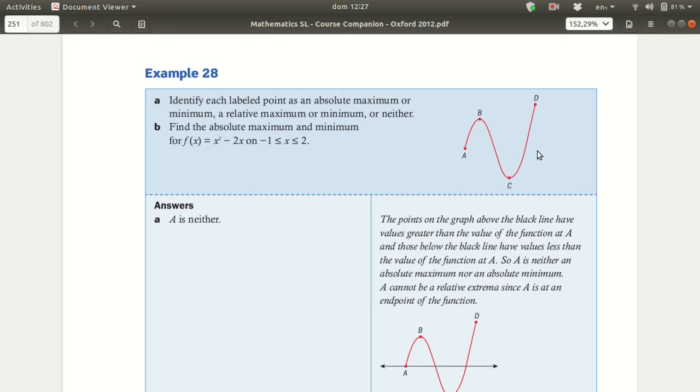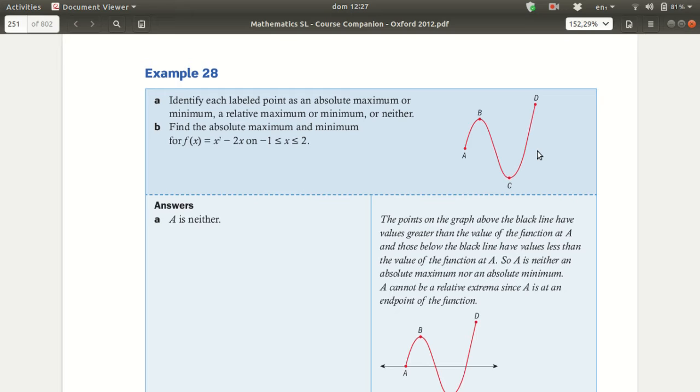And we also see that it's not a local min or a local max because we know that local minimums or maximums are at the bottom of a valley or at the top of a hill respectively. So A is going to be neither. Let's look at point B.